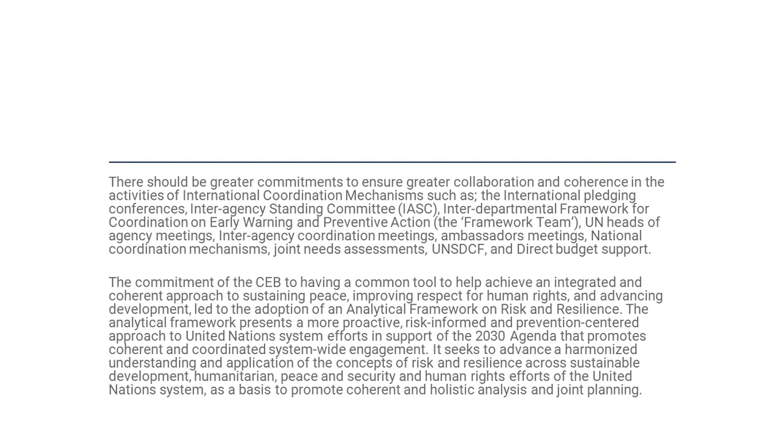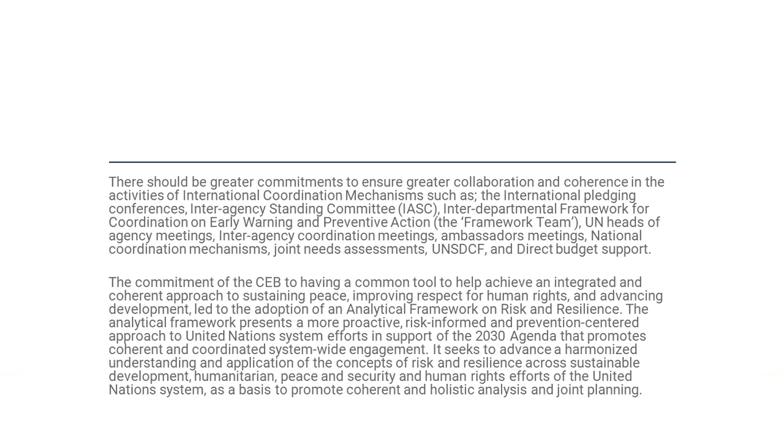There should be greater commitments to ensure greater collaboration and coherence in the activities of international coordination mechanisms, such as the international pledging conferences, interagency standing committee, interdepartmental framework for coordination on early warning and preventive action, the framework team, UN heads of agency meetings, interagency coordination meetings, ambassadors meetings, national coordination mechanisms, joint needs assessments, UN SDCF, and direct budget support.